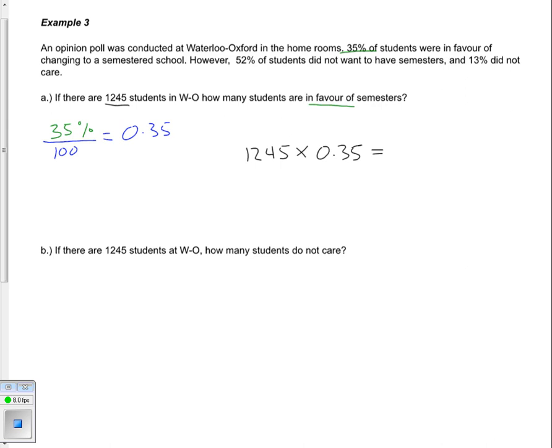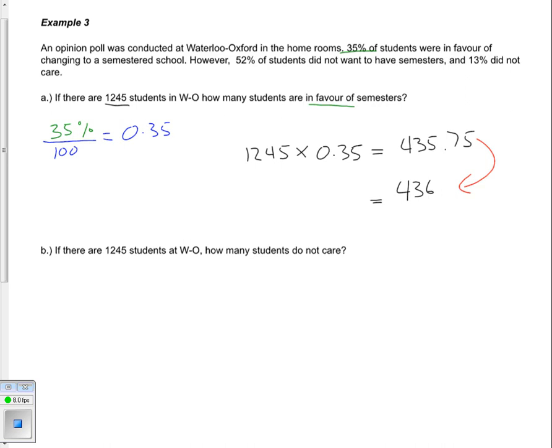So that's going to give us approximately 435.75. Now, you cannot have 0.75 of a person, so we're going to round this to a whole number. To get rid of 0.75 of a person, we're going to round up to the nearest whole. So 436 people in total would be interested in going to a semester system in this particular situation.